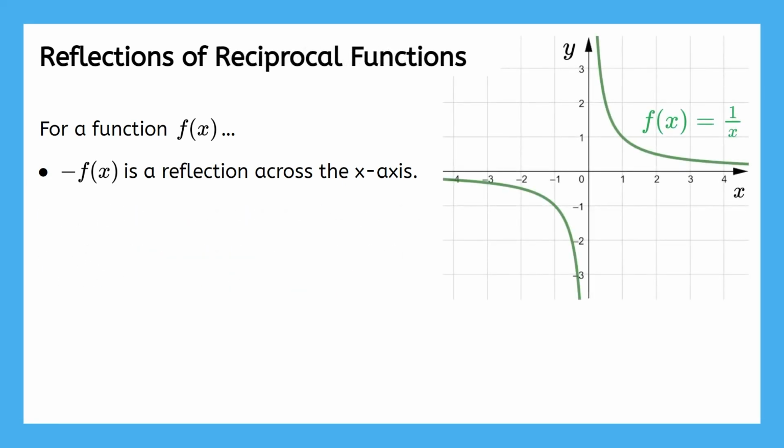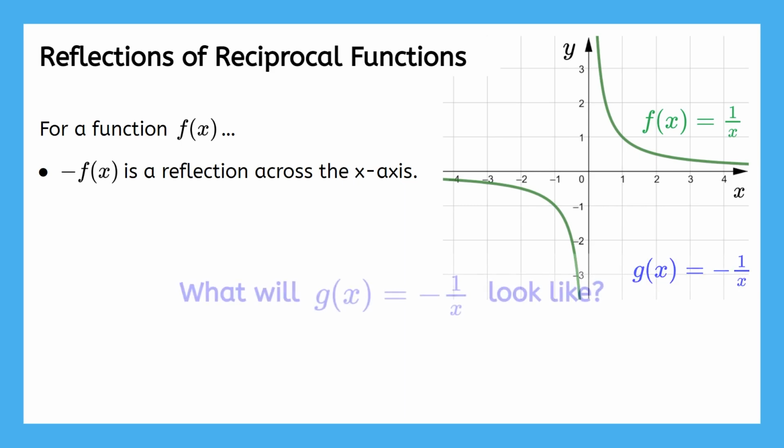Here is the graph of 1 over x. According to our rule for reflecting across the x-axis, we would put a negative on this equation. So the reflection of 1 over x across the x-axis would be negative 1 over x. What do you think the graph will look like after this reflection? Pause the video and think about that question. Ready to see what it looks like?